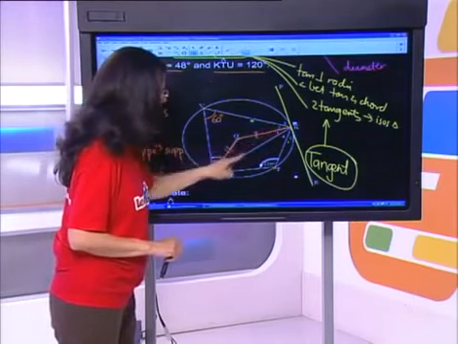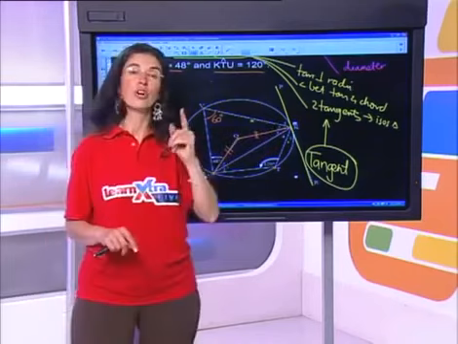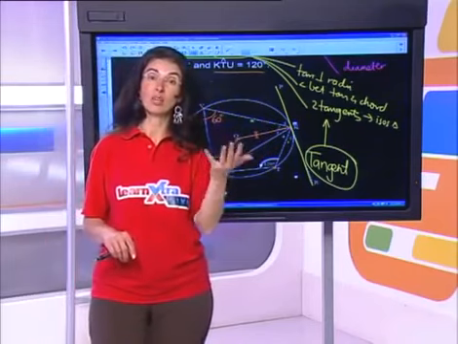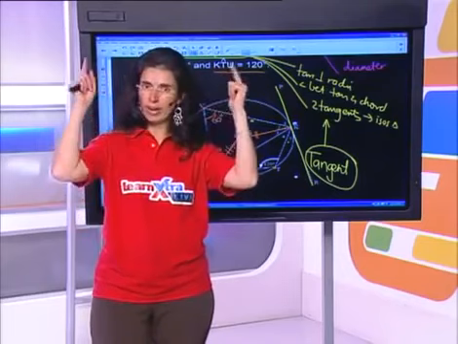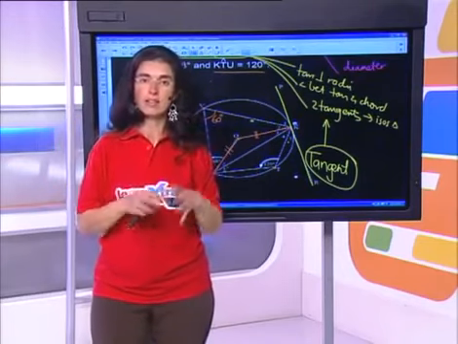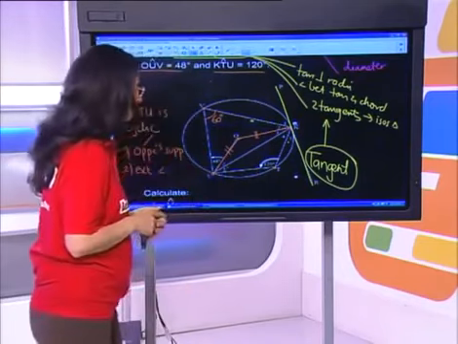You've got 1, 2, 3 chords meeting there, so you're going to have 3 angles between tangent and chord that you've got to just be aware that you could be using. So it's information that's available to you.